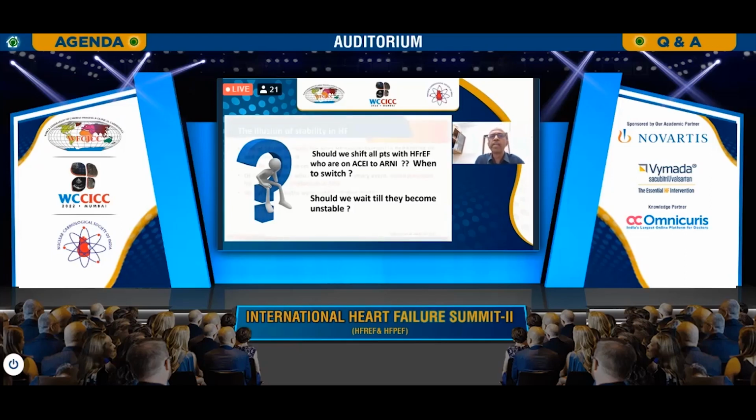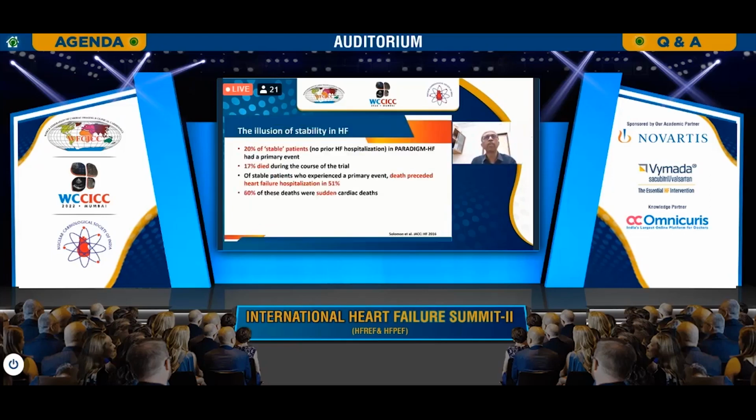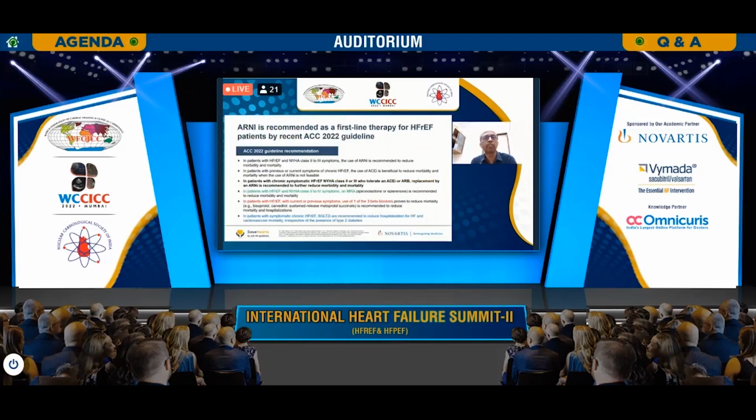And this is an eye-opener slide which tells you that there's nothing like stability in heart failure. 20% of stable patients had a primary event in the PARADIGM trial, 17% died during the course of the trial, and 50% of these deaths were sudden. So you should not wait for stability. You should not wait for refractoriness. You should shift the patient to ARNI as early as possible.